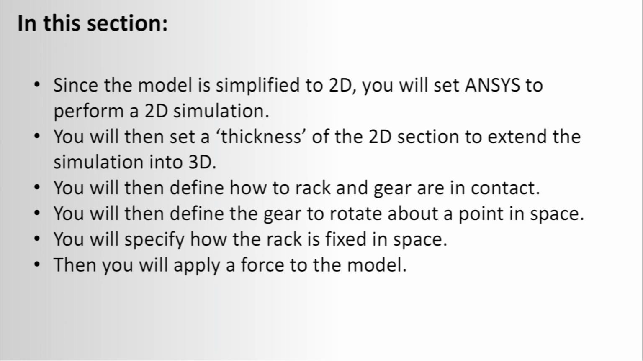So, a brief overview. We're going to be doing a simplified 2D simulation and then set a thickness to give it 3D. We're going to define how the rack and gear are in contact, then define the gear to rotate about a point in space. Then we'll specify how the rack is fixed in space, and you'll apply a force to the model.